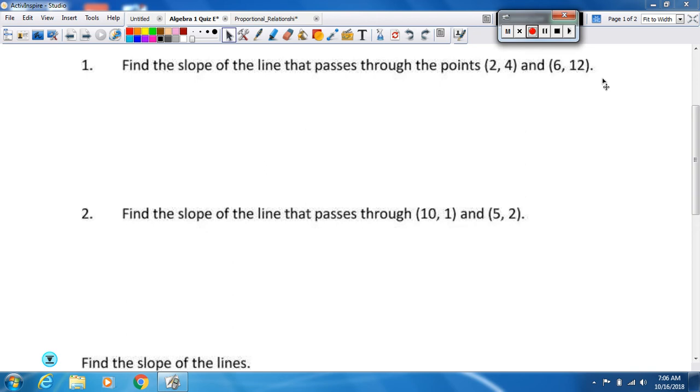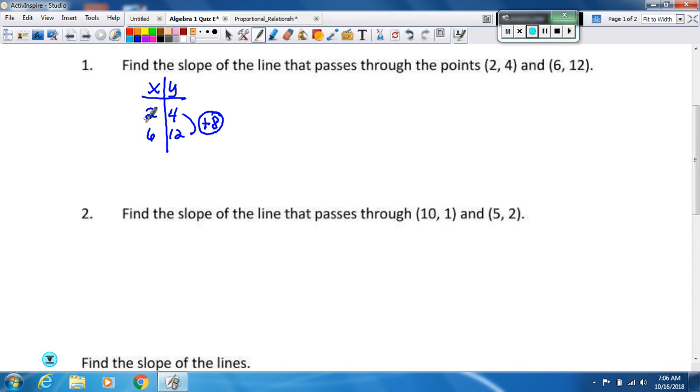Find the slope of the line that passes through the points (2, 4) and (6, 12). What I'm going to do is put these points that they gave me back into an XY table. So 2 is next to 4, and 6 is next to 12. Then I find the change in the Y. From 4 to 12 is going up 8.